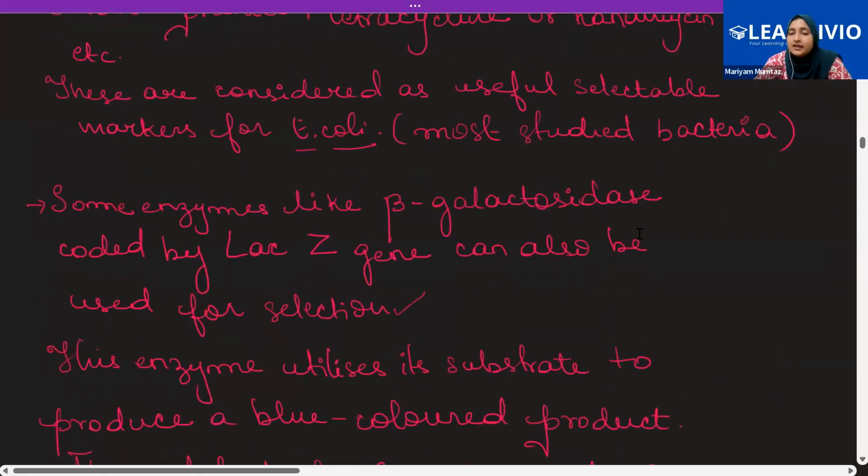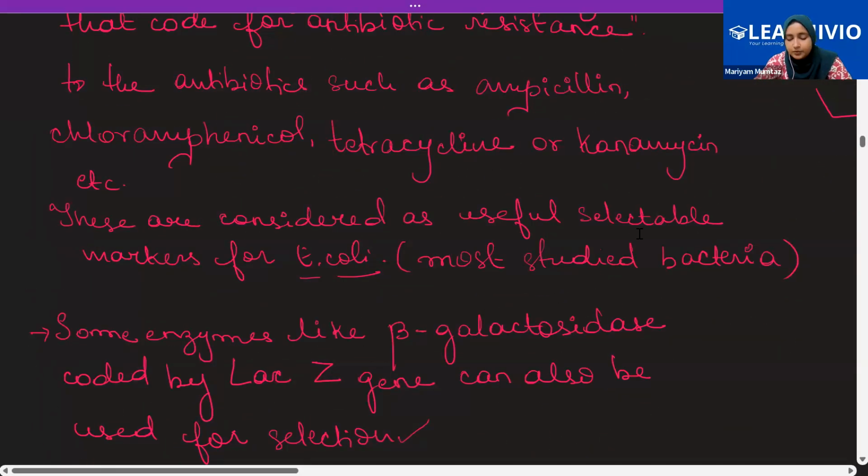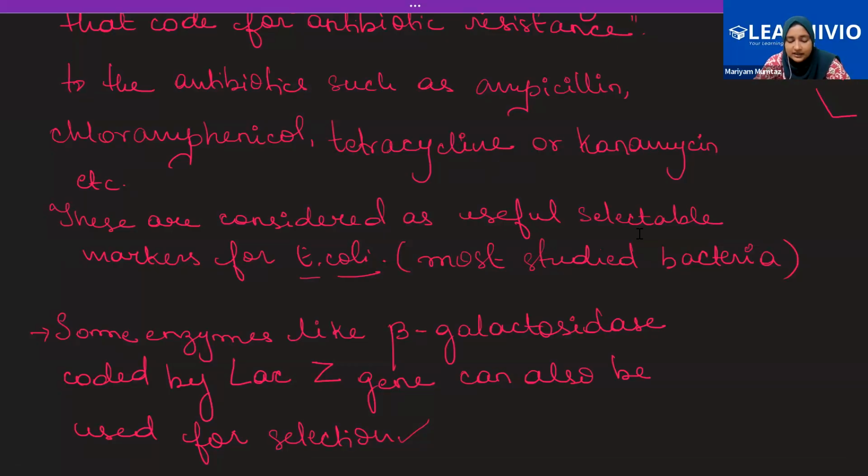Now, this is the method wherein you do constant plating, right? You put it on this medium and then you add the antibiotic, then you put it on another medium, then you add another antibiotic. So in this way, it is going to get very cumbersome, very tiresome also. You have to do plating here and there.